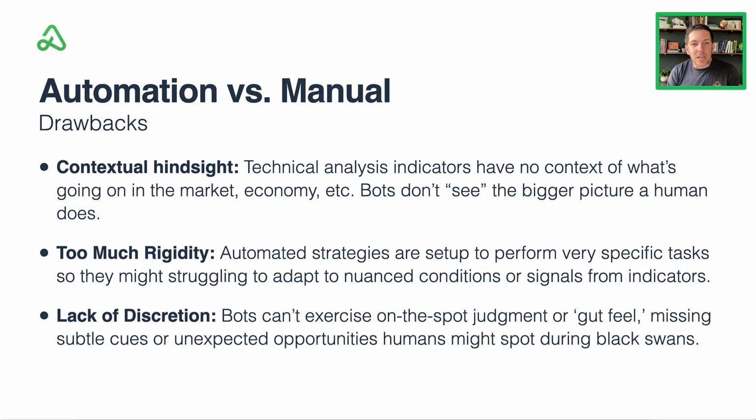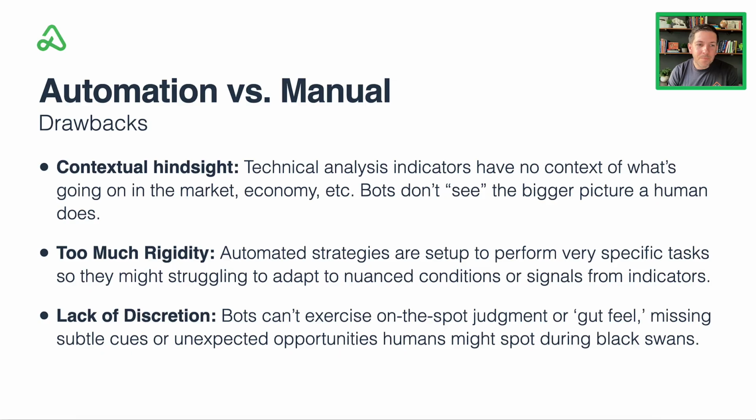Too much rigidity. Automated strategies are great because they are consistent, but they have a lot of rigidity, which means if you have very specific tasks, they're definitely going to struggle adapting to any nuanced decision making. A lot of times somebody will say, well, the RSI indicator was 31 and the bot didn't fire a position. And I would say, well, of course, because you told the bot below 30, and 31 is not below 30. That might be a nuanced decision where maybe a human might have made a trade and a bot didn't make a trade.